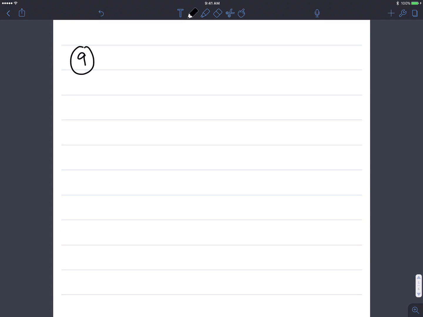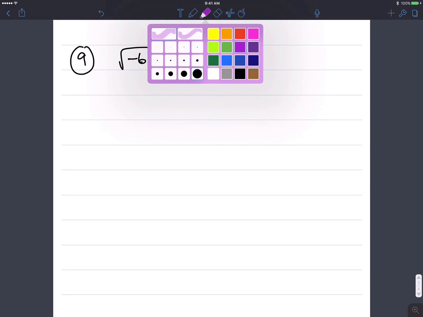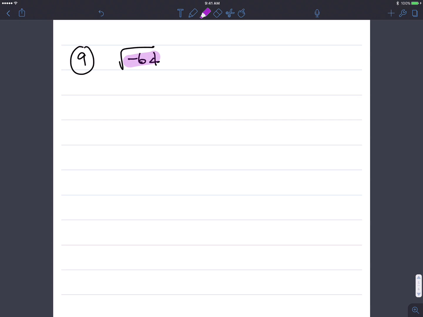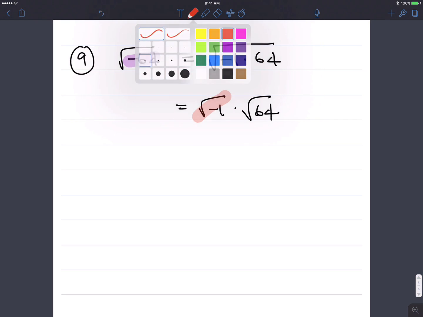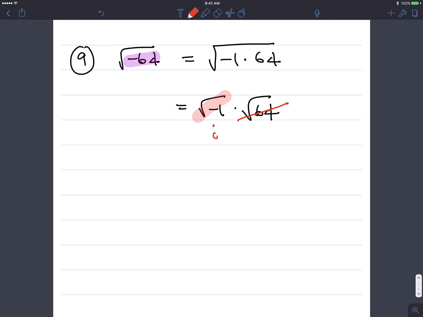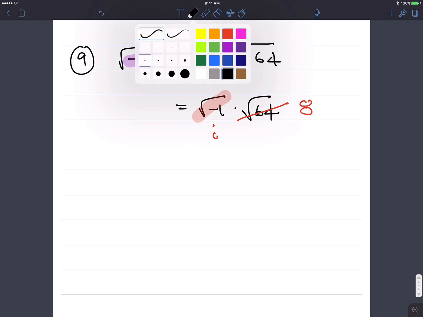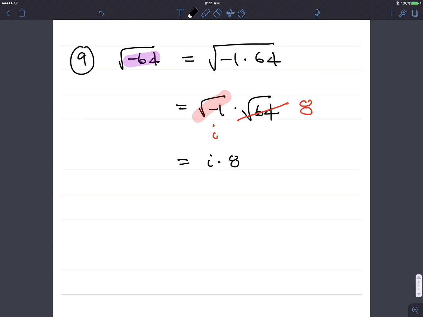Number 9. The square root of -64. Notice we have a negative number under the radical. We write this as the square root of -1 times positive 64. Square root of -1 times the square root of 64. Notice again, square root of -1 gets replaced with i. The square root of 64 is the value 8. So I can write this as i times 8, 8 times i, really 8i for short.